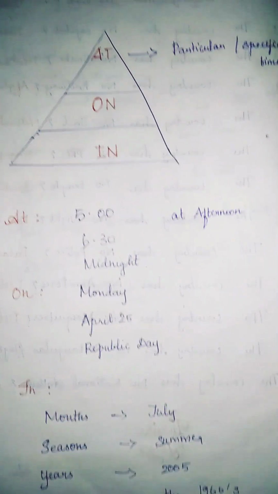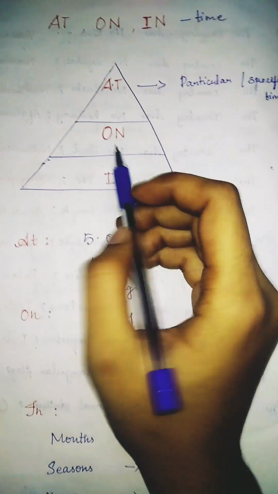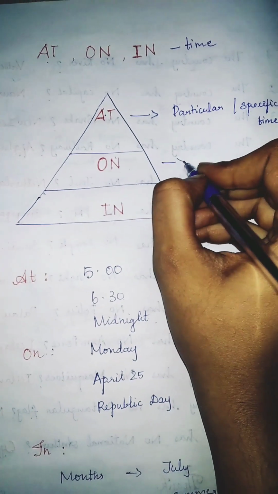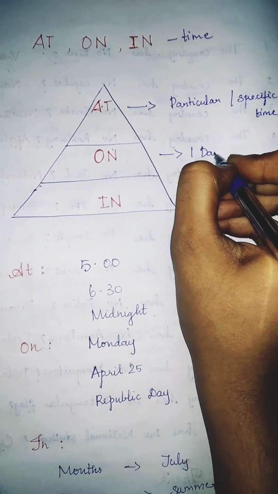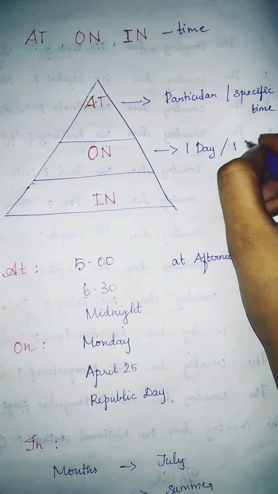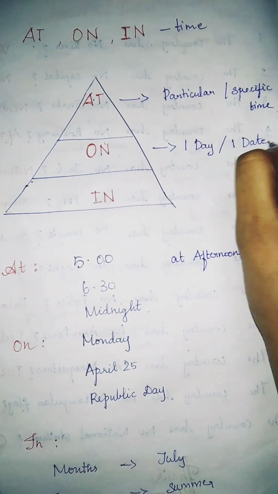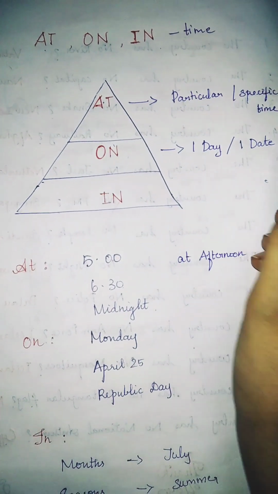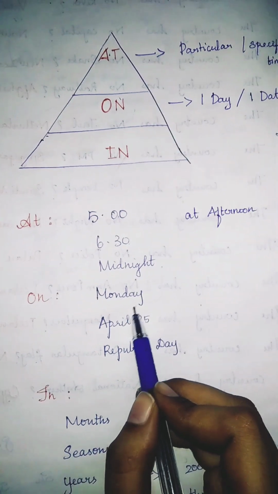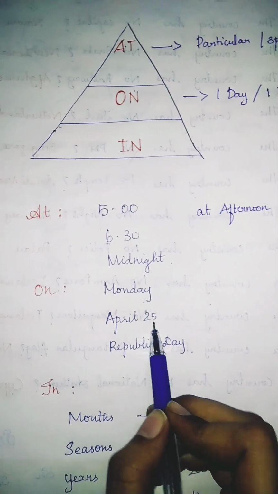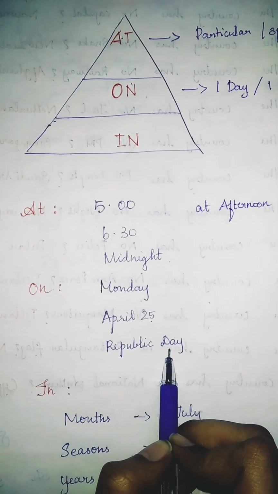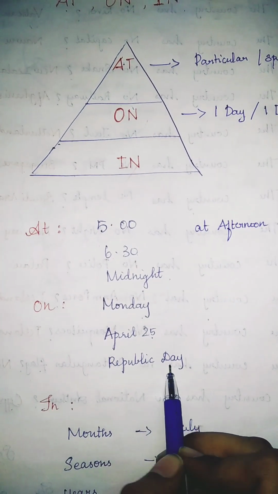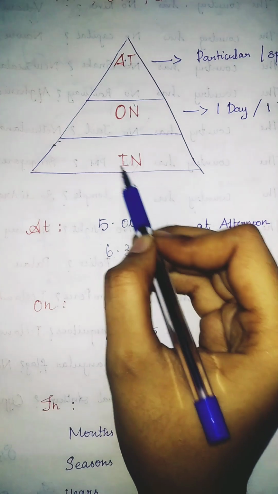Okay, let's move on to on. We can use on in a wider situation, which means the whole one day or one date. On for a whole one day or one date. For example, on Monday, on April 25, on Republic Day, on my birthday. We can use on for one full day or one date.